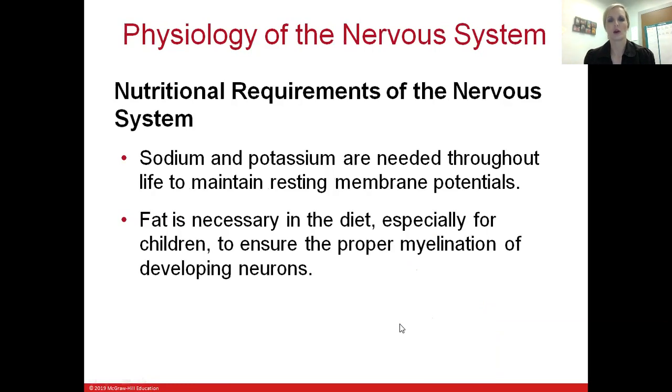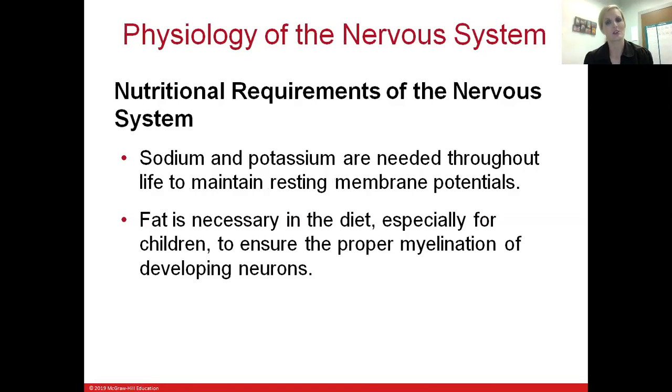So our nutritional requirements for our nervous system, finishing this up here: sodium and potassium are really important for our nervous system to maintain what's called resting membrane potentials. We didn't talk about this in the chapter. Sodium and potassium moving across the membrane are actually what causes our nervous system to function properly. So just know that sodium and potassium are very important for our nervous system health.